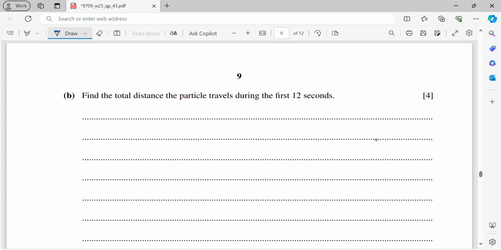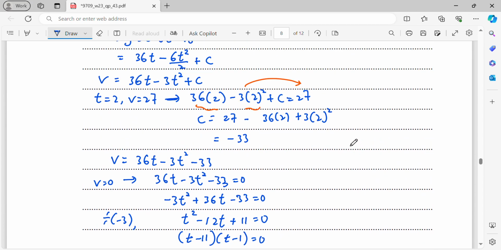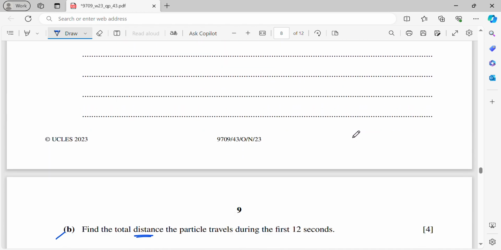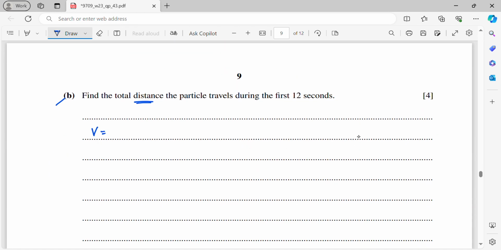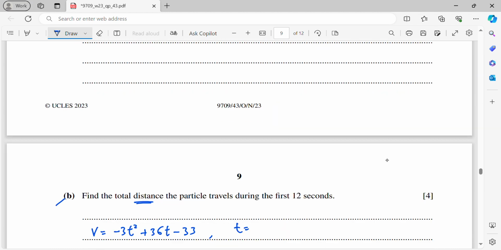Okay, now part B. Find the total distance the particle travels during the 12 seconds. So now I need to calculate my distance. But before that, let's look at the v first. Okay, we know that distance is the integration of v. So now I need to sketch this graph. Okay, so v equals to minus 3t squared plus 36t minus 33. And just now we know that when t equals to 1 and 11, the v equals to 0.